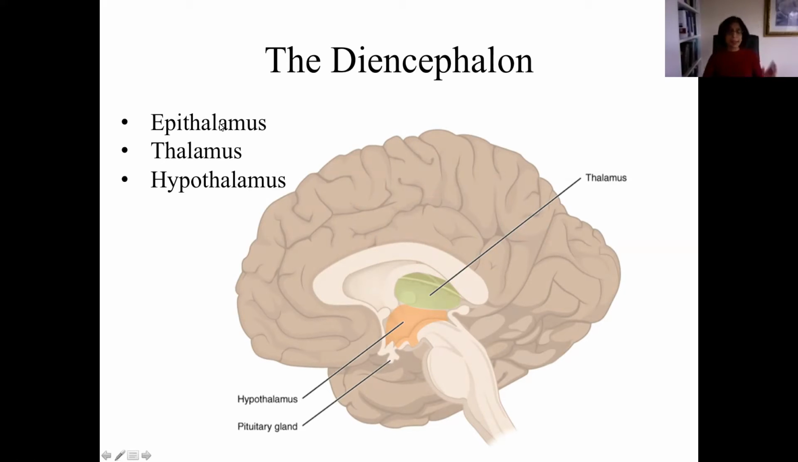Epithalamus is dominated by one gland. This is the pineal gland that makes melatonin, that puts you to sleep. Besides that, we do not have much to say about the epithalamus. Thalamus is an important one. This is the one that receives these sensory pathways. When we talk about sensory pathways, we will look at the thalamus specifically.